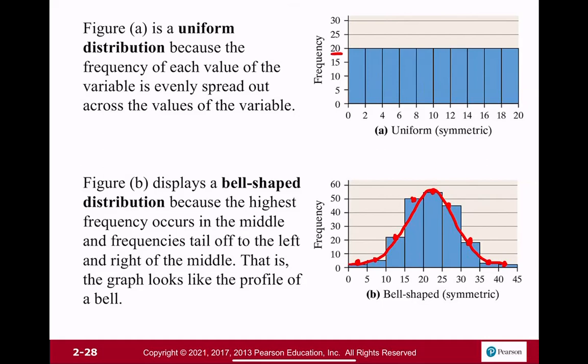I don't think it says that here. Figure B displays a bell-shaped distribution because the highest frequency occurs in the middle, with the frequency tailing off to the left and the right of the middle. That is, the graph looks like the profile. Oh, I guess they are talking about a bell. Okay, but that's what they're talking about when they say bell-shaped.